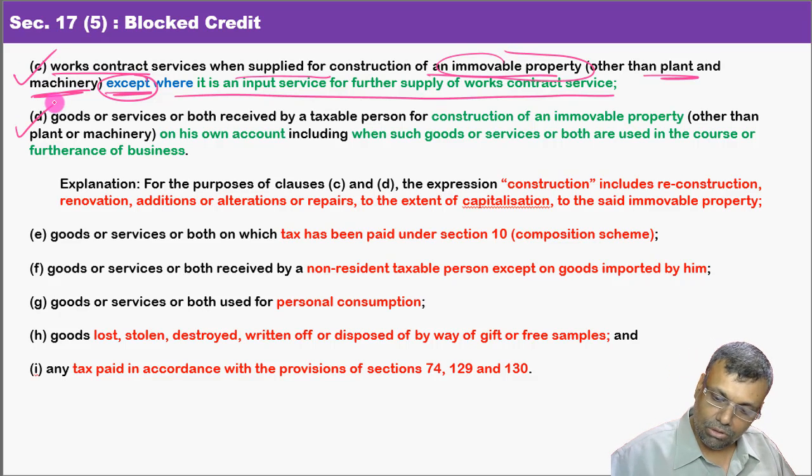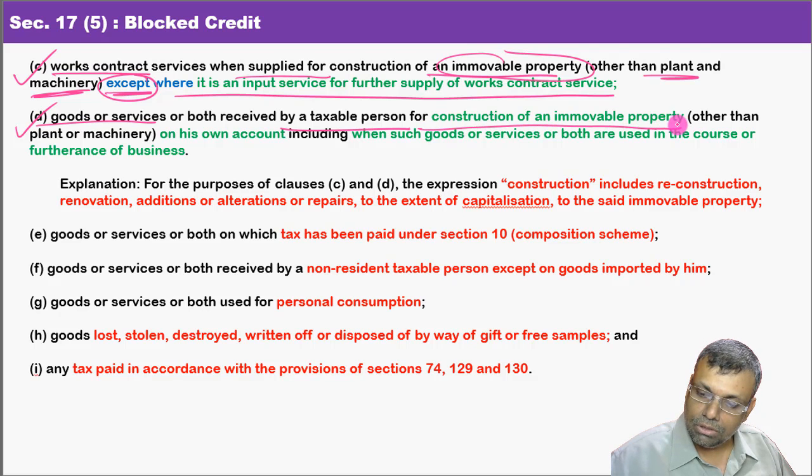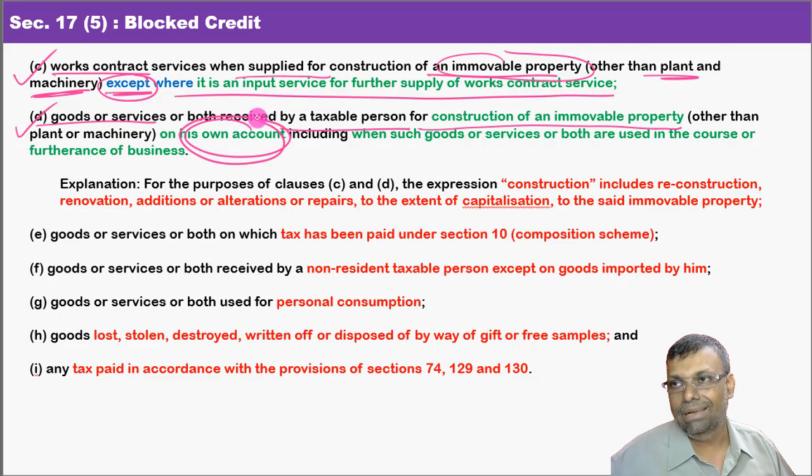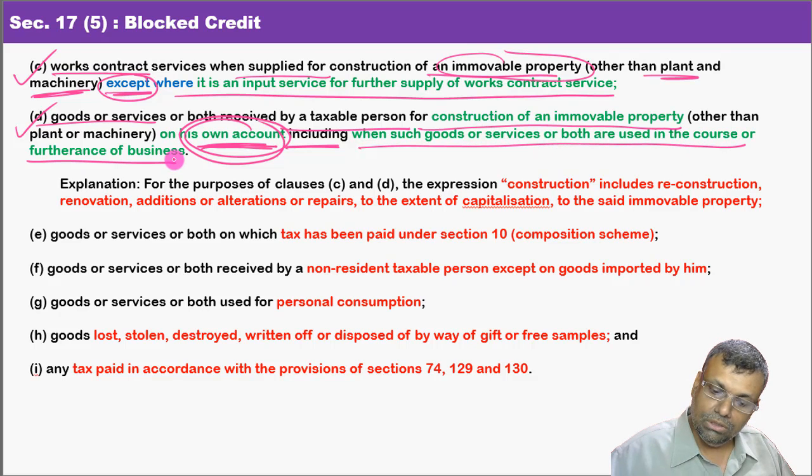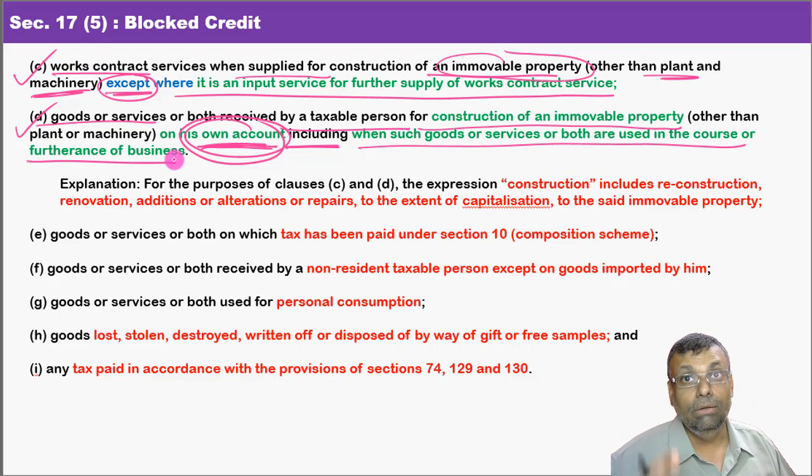Okay, so remember this clause very, very importantly. Clause D is in fact even more important. Goods or services or both received by a taxable person for construction of immovable property other than plant and machinery on his own account. Now, we have a couple of judgments on GST on this particular front, I will tell you. Where there is any construction of immovable property on his own account, you are not eligible for input tax credit, and this is also including when such goods, services or both are used in the course of the furtherance of the business. So even if it is for the furtherance of the business, still you are not going to get the input tax credit.